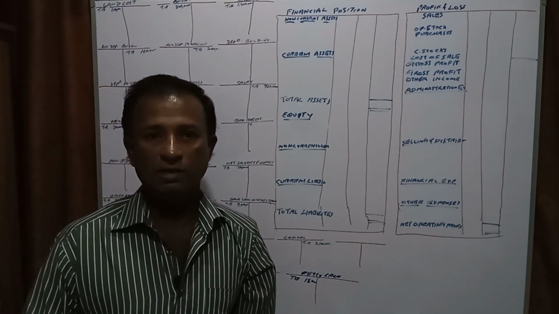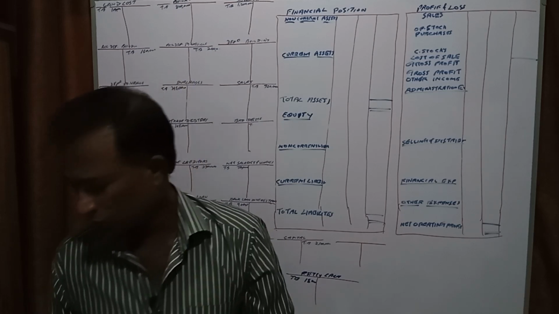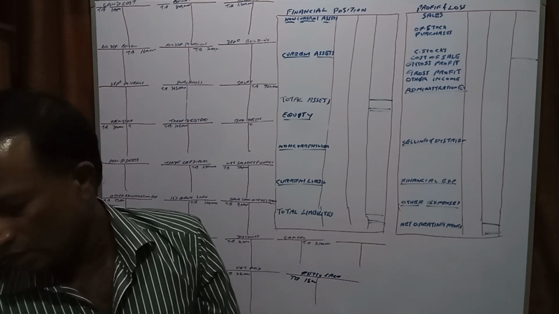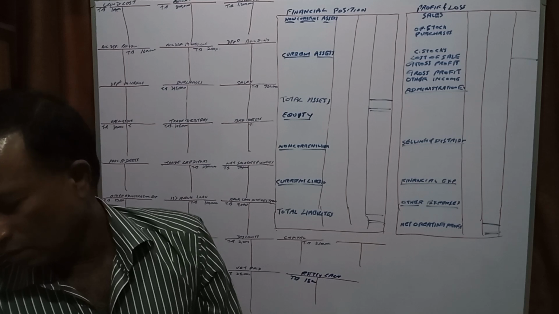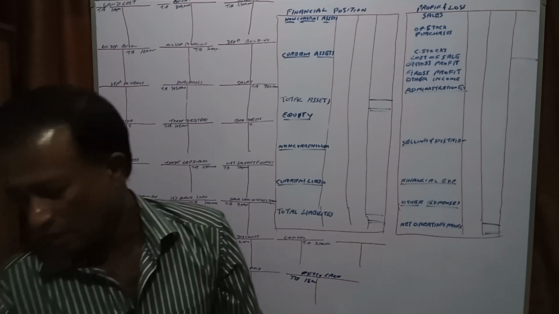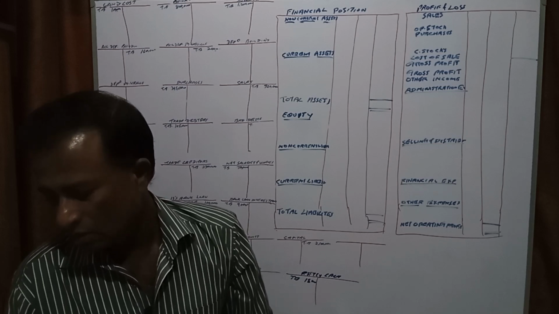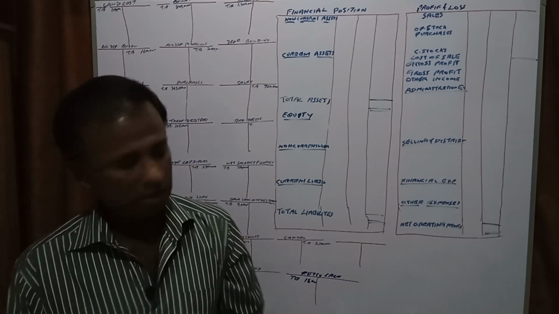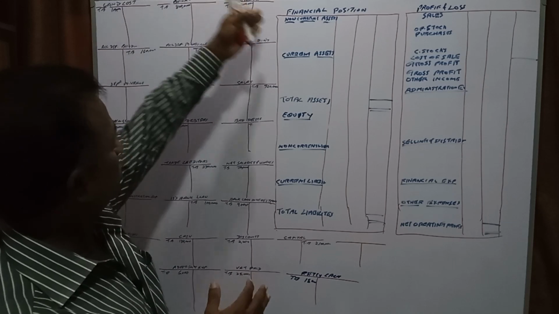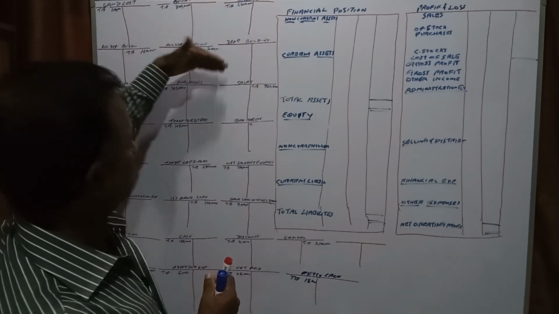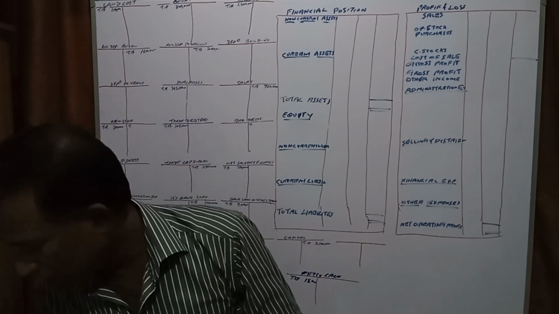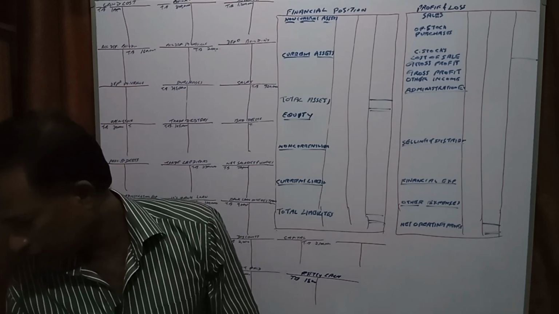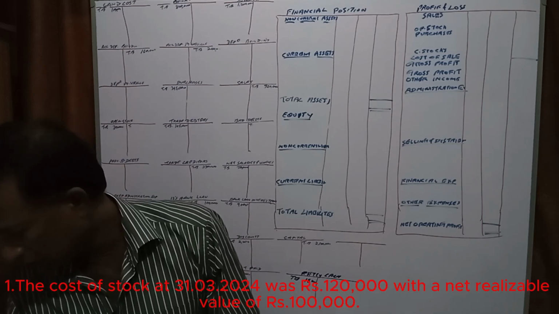Now we try to answer the questions. First of all, go and see the requirements. They have asked for an income statement for the year ending 31st March 2024, and a statement of financial position as at 31st March 2024. We have taken all the trial balances to the T accounts, and now we will go through the additional information. When preparing the financial statements, the following adjustments must be taken into account.